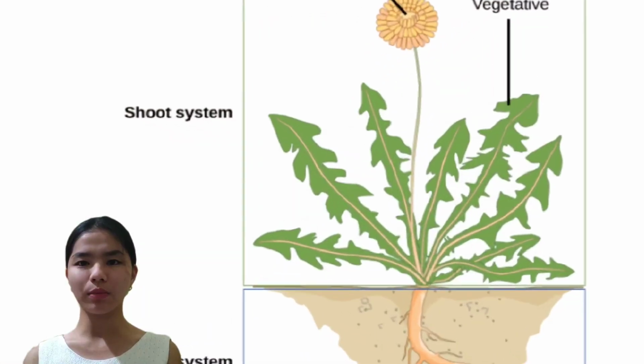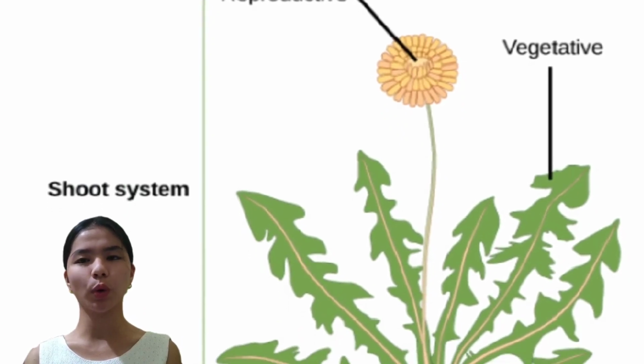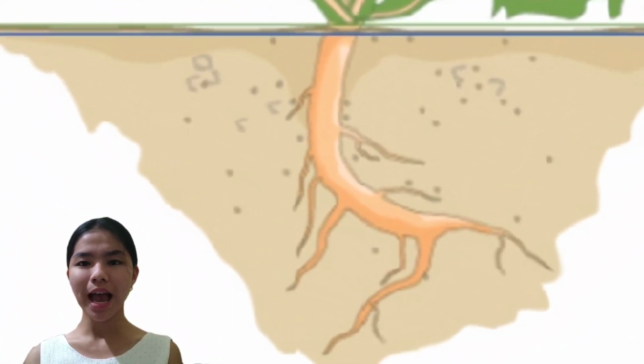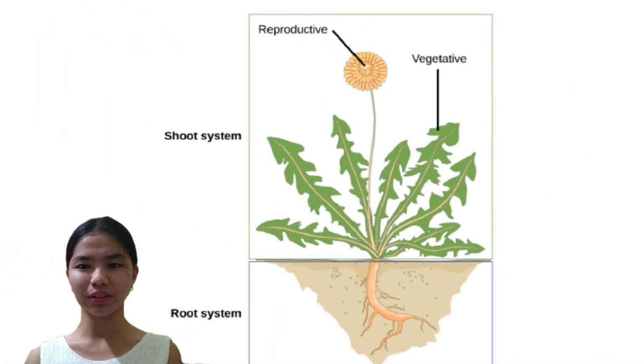The shoot system generally grows above ground, where it absorbs the light needed for photosynthesis. The root system, which supports the plants and absorbs water and minerals, is usually underground.